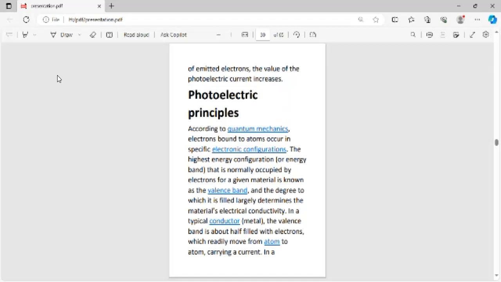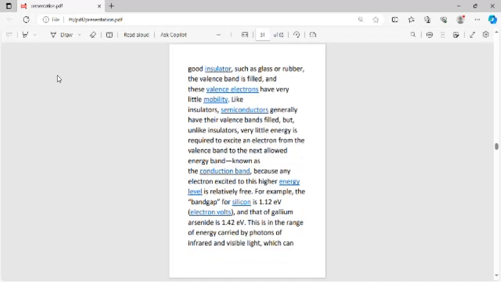Photoelectric principle. According to quantum mechanics, electrons bound to atoms occur in specific electronic configurations. The highest energy configuration that is normally occupied by electrons in a given material is known as the valence band, and the degree to which it is filled largely determines the material's electrical conductivity. In a typical conductor or a metal, the valence band is about half filled with electrons, which are readily moved from atom to atom carrying a current. In a good insulator such as glass or rubber, the valence band is filled and the valence electrons have very little mobility, which means that they are not free.